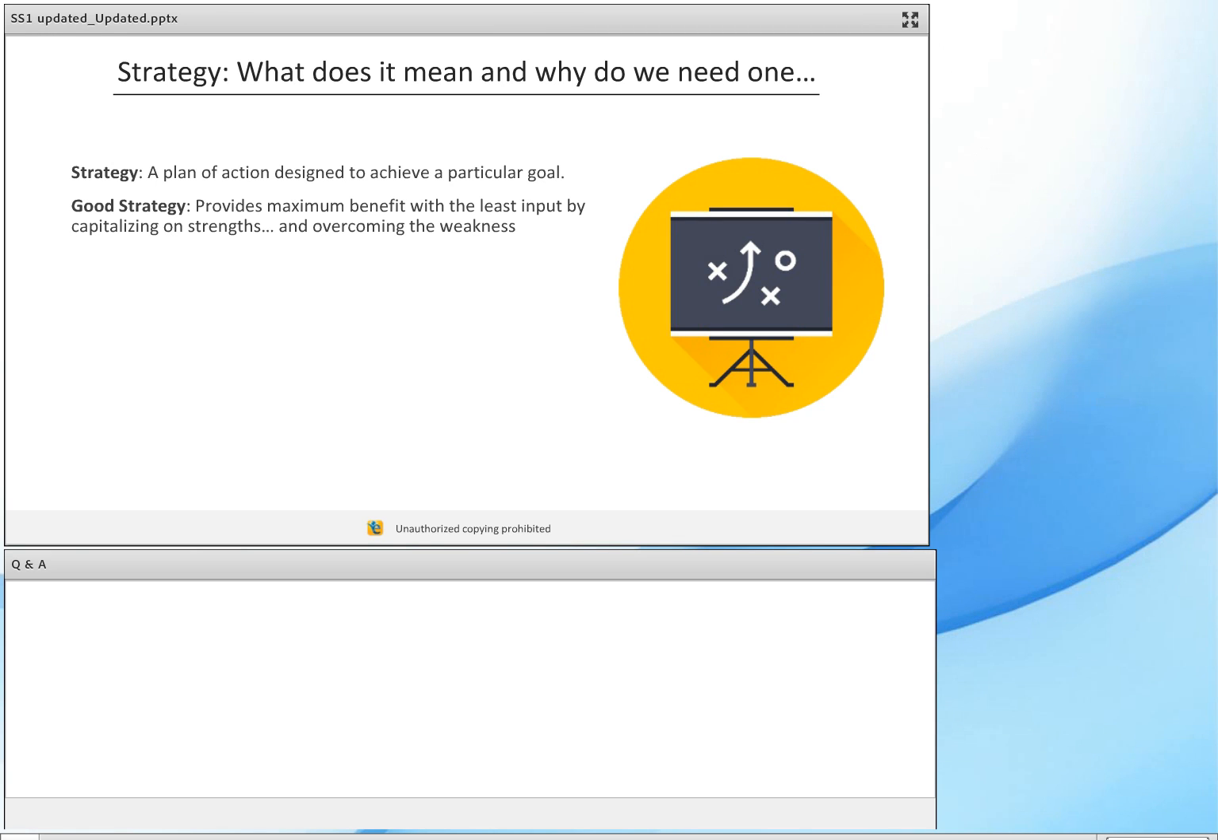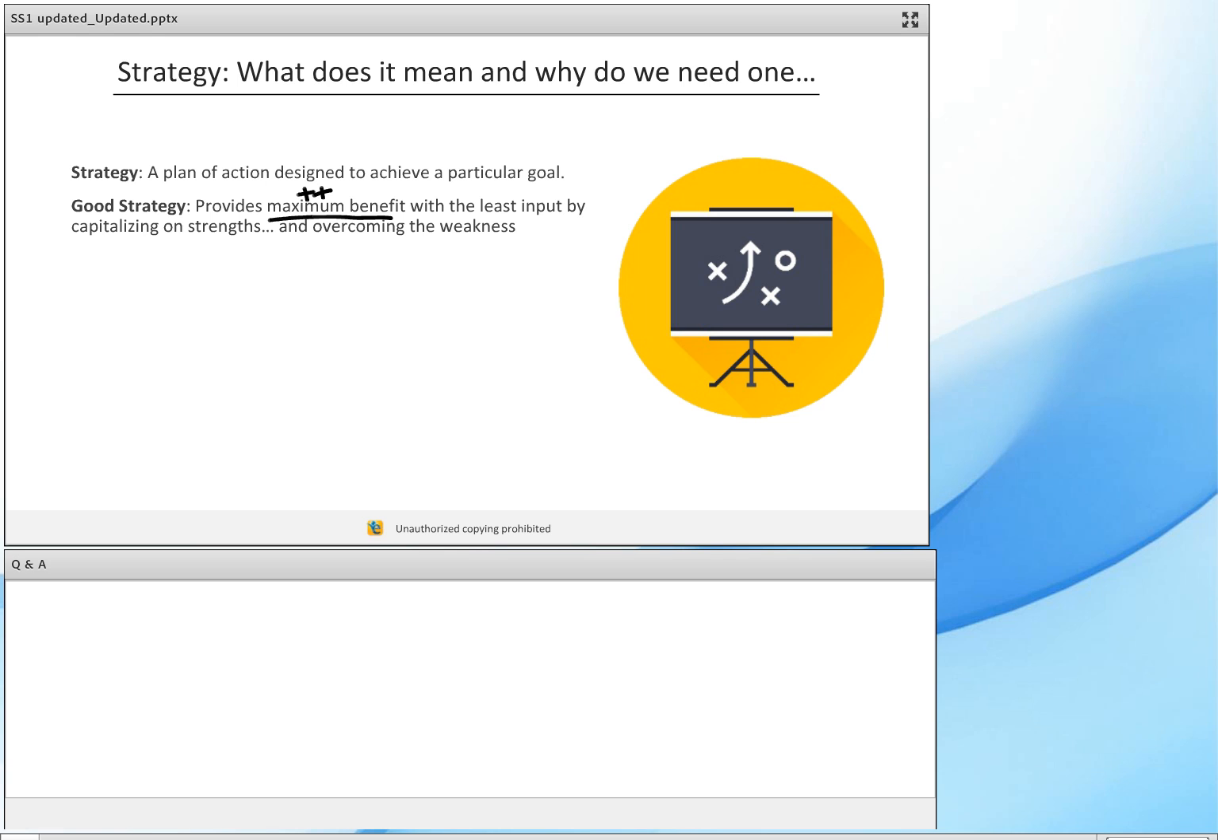Let's look at this. A good strategy is something that provides maximum benefit with least input. And how it does it is by capitalizing on your strengths and overcoming your weaknesses. Let's understand these terms. So what is maximum benefit? What does this word benefit mean?